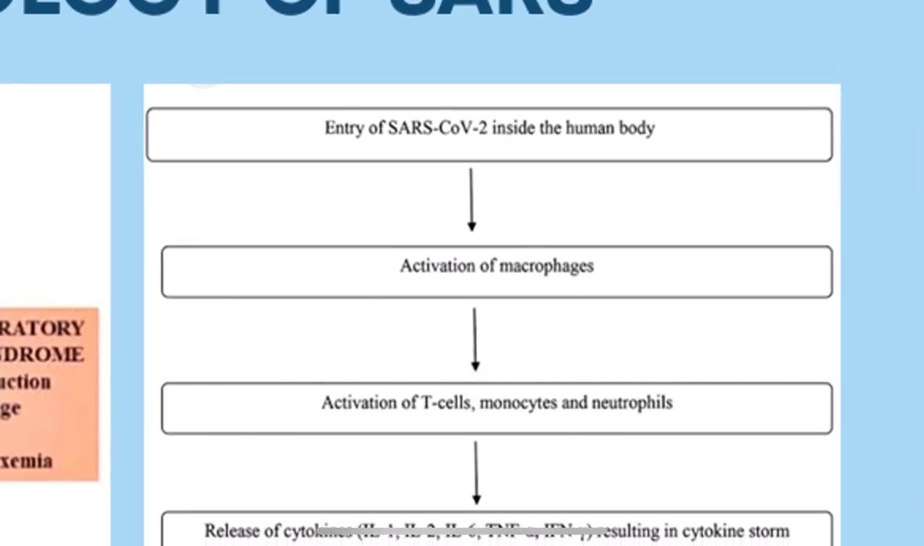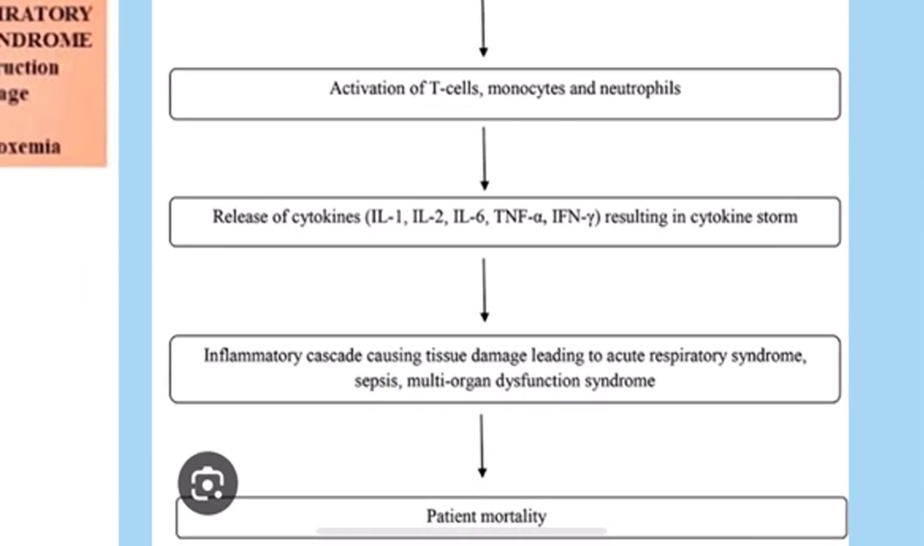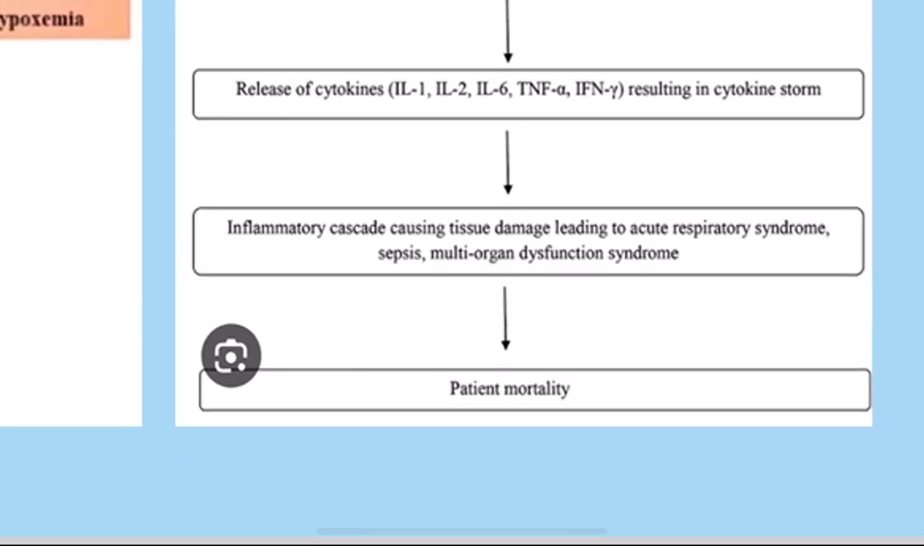What happens? The SARS virus enters, macrophages are activated, then T cells are activated. First, macrophages will try to destroy the harmful organism. If they are not able to phagocytose it, they will present the antigen to the T cells. T cells get activated, and the macrophages also release cytokines and activate other cells. Altogether they release the cytokines, and all the cytokines together form the cytokine storm.